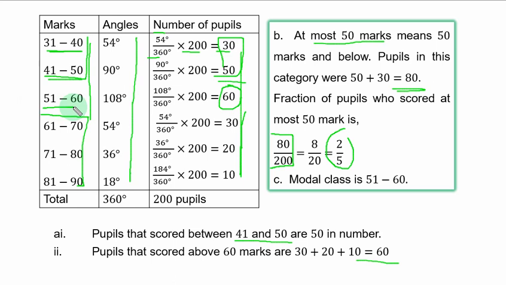Remember, mode is the item that occurs most frequently. So in this interval, you have 60 pupils. This becomes the mode. So the modal mark is between 51 and 60.